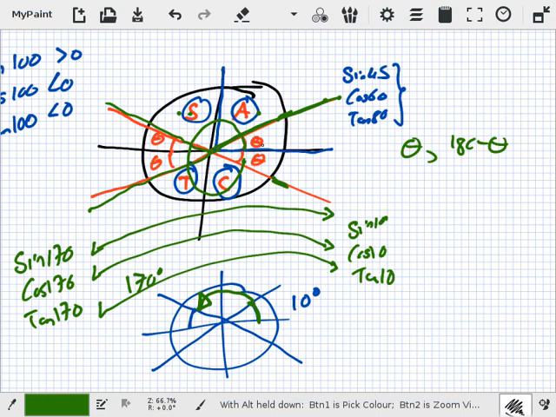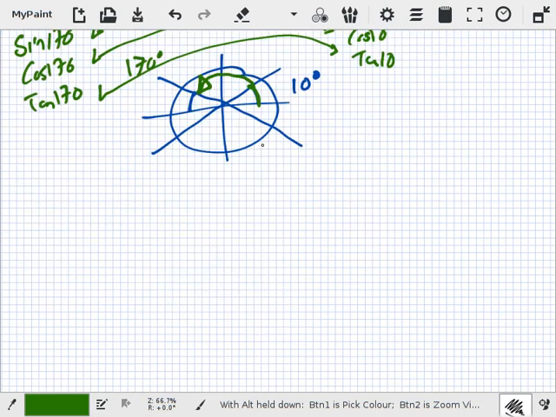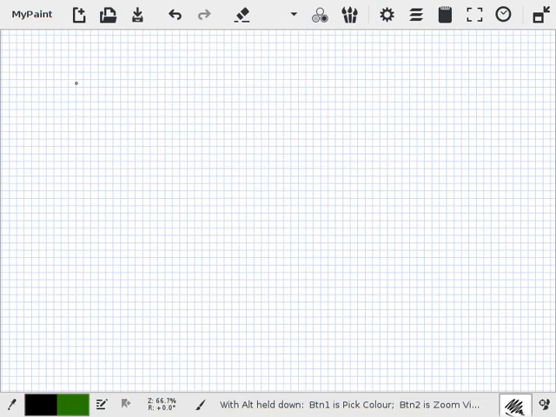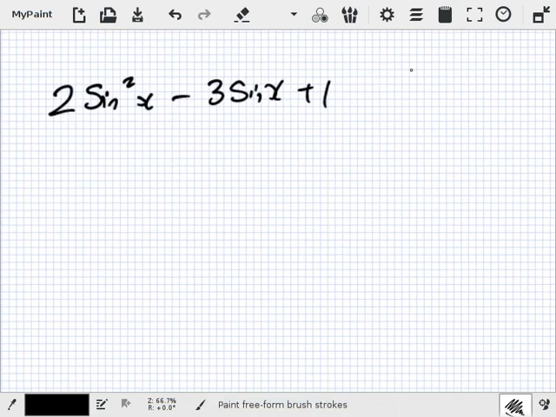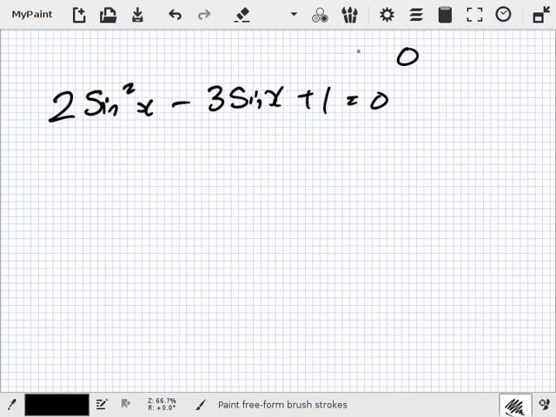Okay, so let's look at one that's a little bit harder now. Scroll down. Right, so let's say this one here. 2 sine squared x minus 3 sine x plus 1. And again, we'll keep the x to be between 0 and 360. Okay, so I'm sure some of you have spotted already what's happening in this particular equation. What type of equation is this when you look at it? It's a quadratic, except the variable is not x, rather sine x.